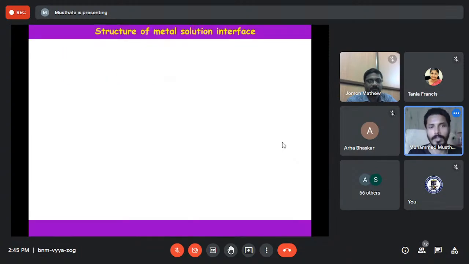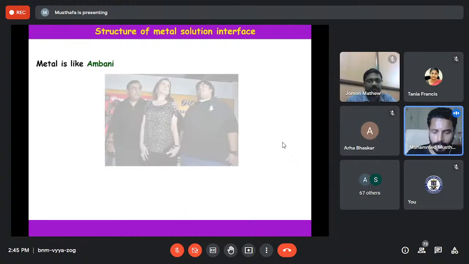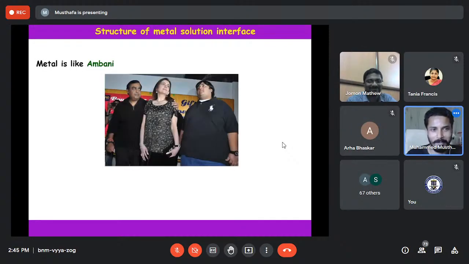Now, if anybody wants to see Ambani, I have a picture of Ambani also. Let me ask you a question. If Ambani donates 1 crore to a beggar one fine day, the question is, what will happen to Ambani?